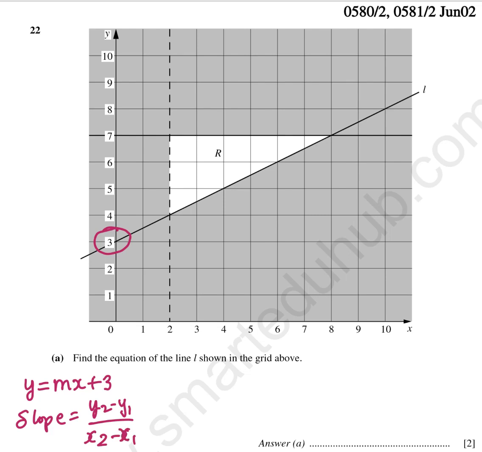So what is x1, y1, x2, y2? They are the coordinates of any 2 points on the line that you will take. Suppose I take this point over here. I'll use another color for that. So suppose I take this point and this point, right? Now what is the x coordinate here? X coordinate is 8 and y coordinate is 7. Here the x coordinate is 2 and the y coordinate is 4.